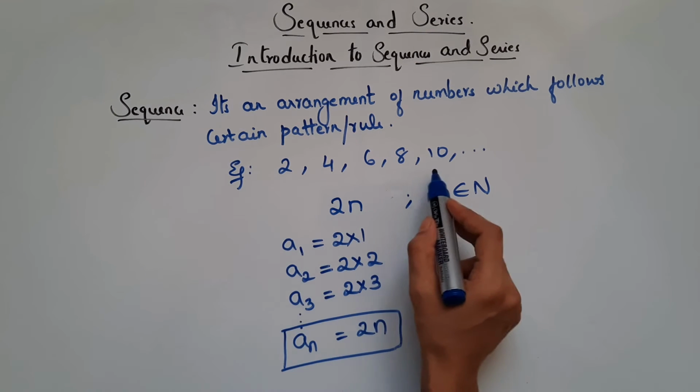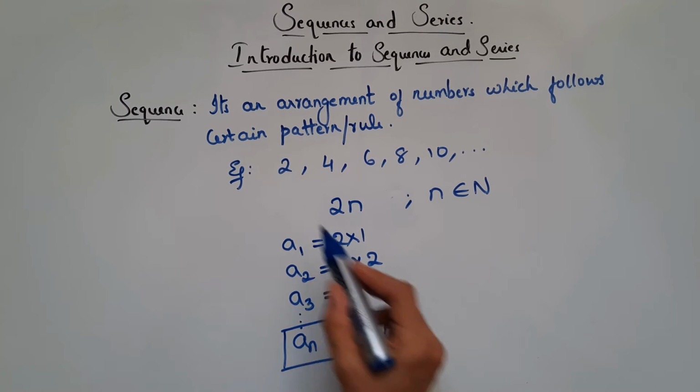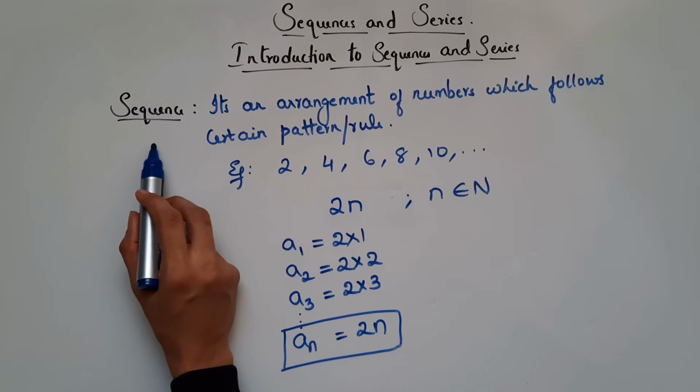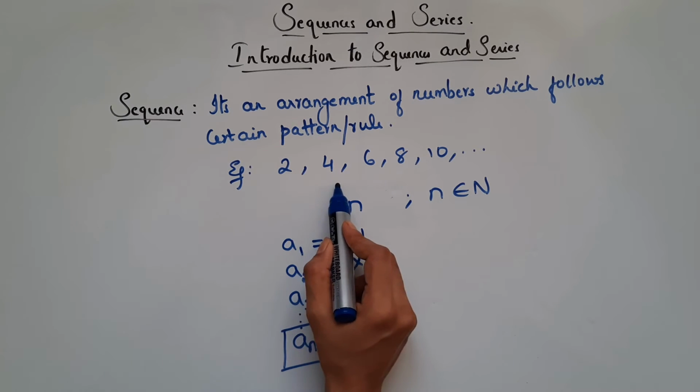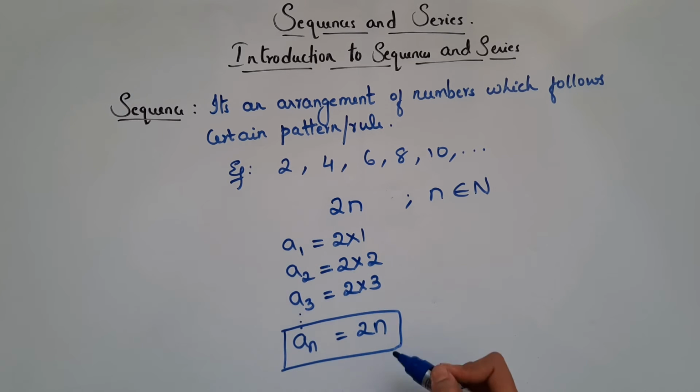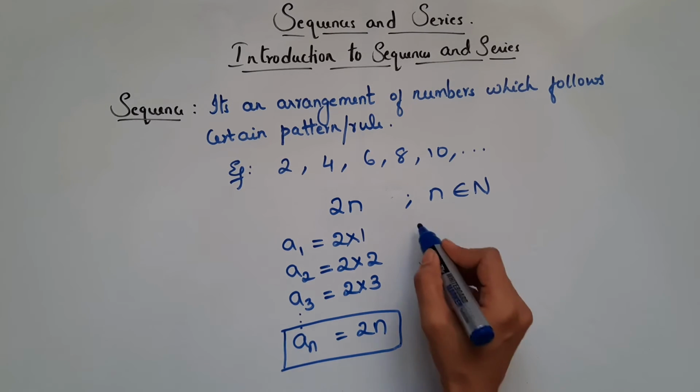So this set of numbers follows this pattern. So such an arrangement of numbers is called a sequence. So therefore this is a sequence. These patterns can be of any type. So seeing the set of numbers or seeing the sequence, we have to find what the pattern is. I hope you are getting my point. Let me give another example.